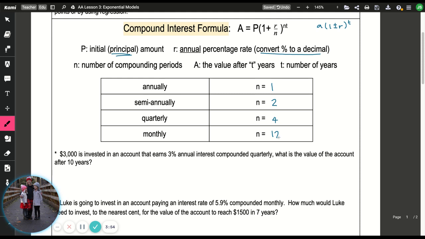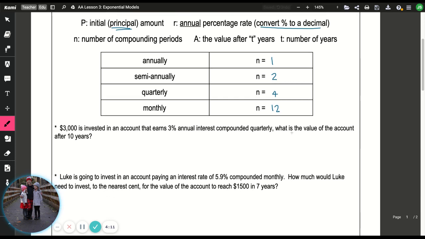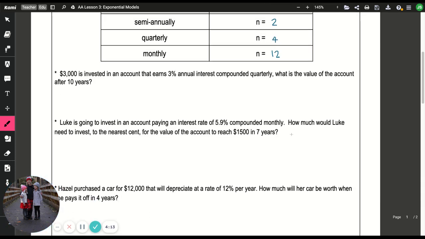If the rate stays the same, so say the rate for each of these was exactly the same, the more often you get it, the better for you, because the more often they're paying you money on money that they've already given you. So it will earn more quickly. So we're going to do one of these. Well, we're going to do several of these.